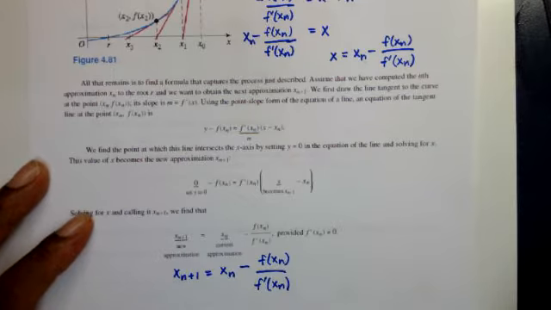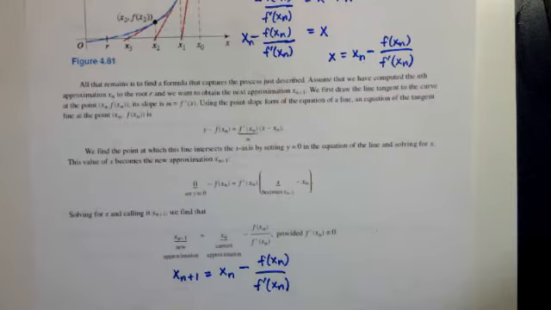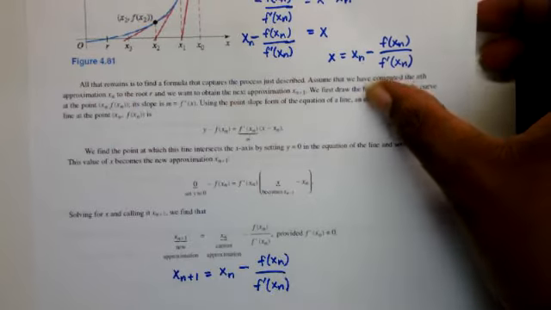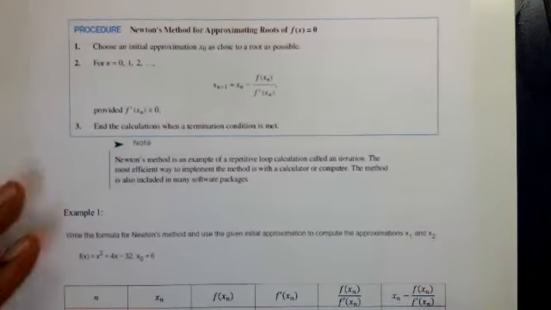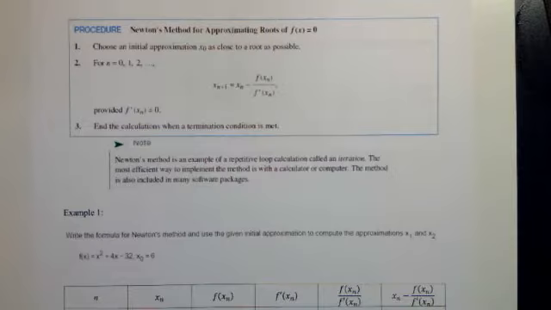And that's provided that f prime of x sub n is not equal to 0. So that x sub n plus 1 becomes your new approximation. Okay. Now on the next page is the procedure for Newton's method for approximating roots of f of x equal to 0. Number one, you're going to choose an initial approximation as close to the root as possible, and that initial approximation will be x sub 0.